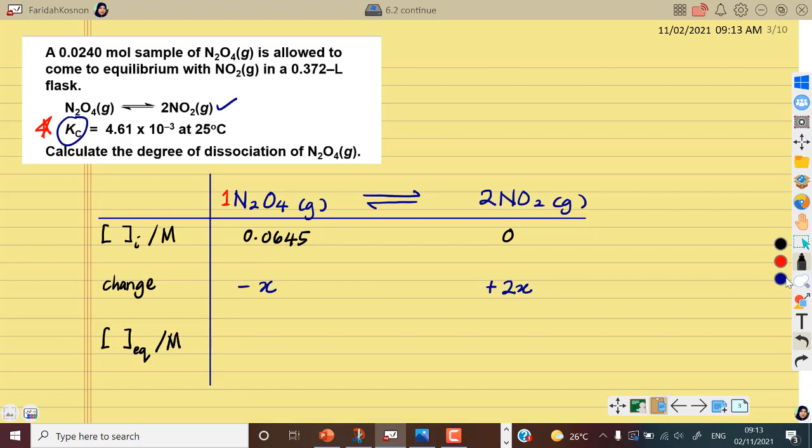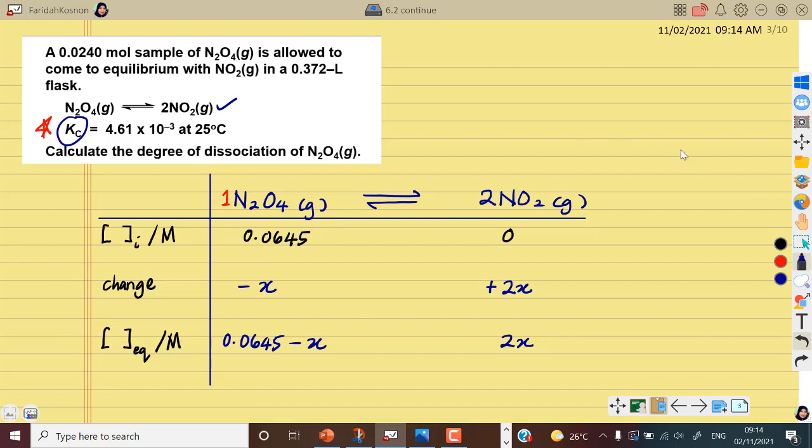So how do we solve it? So here it is 0.0645 minus X, and here is 2X. Alright. So now we are done with the reaction table.